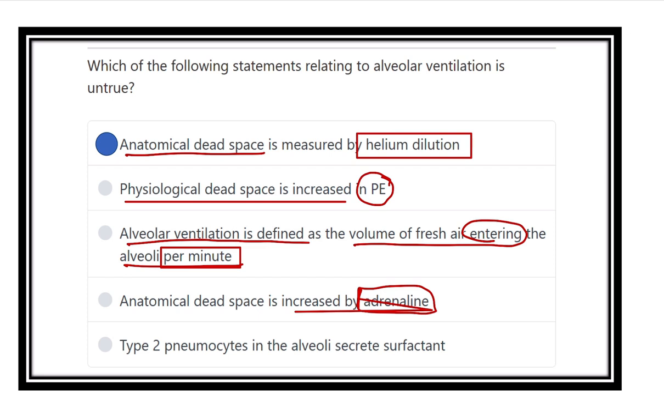Type 2 pneumocyte in the alveoli secretes surfactant. It is also true, because type 1 pneumocyte is responsible for gas exchange, type 2 is responsible for surfactant secretion, and alveolar macrophages are responsible for the defense.